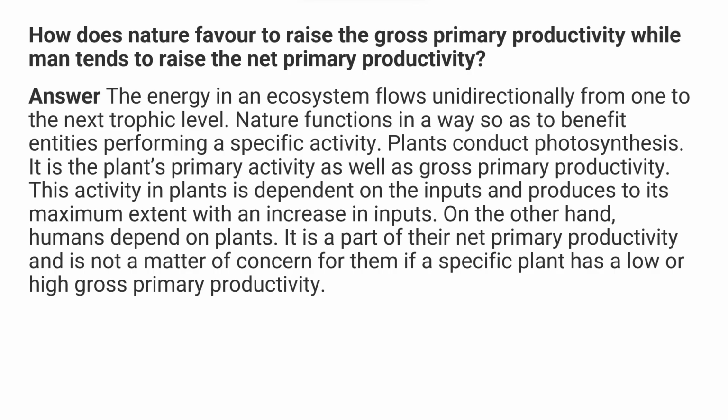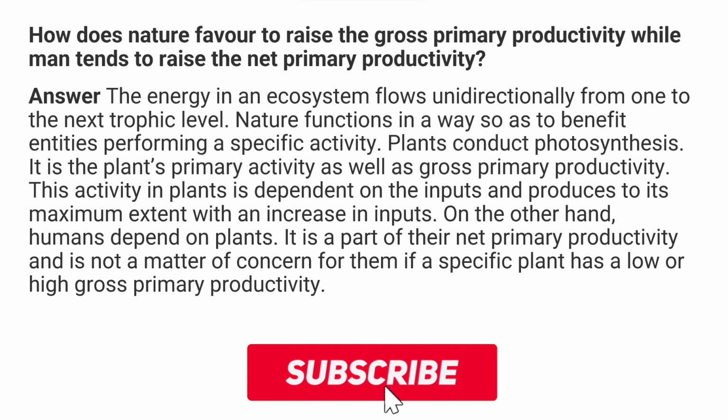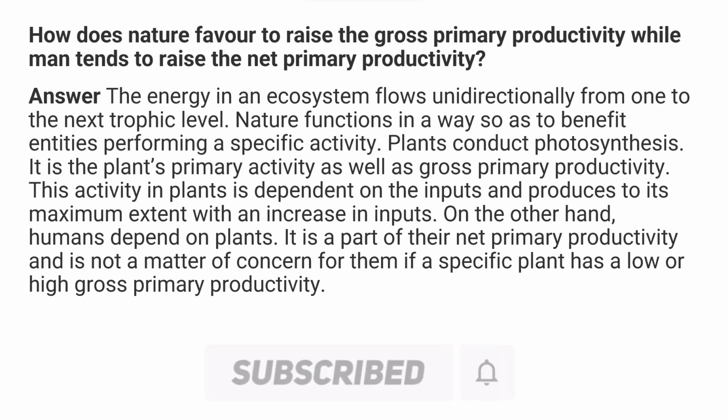Hello everyone. How does nature favor raising the gross primary productivity while man tends to raise the net primary productivity? Answer. The energy in an ecosystem flows unidirectionally from one trophic level to the next. Nature functions in a way so as to benefit entities performing a specific activity. Plants conduct photosynthesis. It is the plant's primary activity as well as gross primary productivity. This activity in plants is dependent on the inputs and produces to its maximum extent with an increase in inputs.